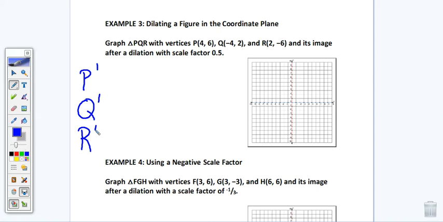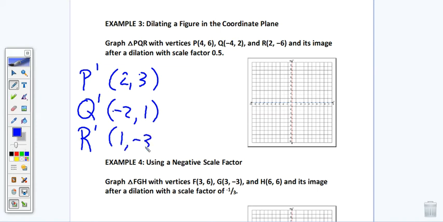Want to shoot P prime at me? 2 comma 3. Anybody want to shoot Q prime at me? Negative 2, 1. And how about R prime? 1, negative 3. Guys, do I need to graph these, or are you okay with this? Feeling pretty good about it? Again, if they say, hey, plot this, scale factor it out, no center in a coordinate plane, assume we're working from 0, 0, okay?